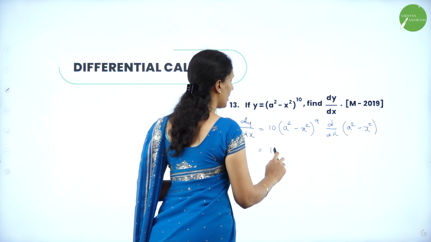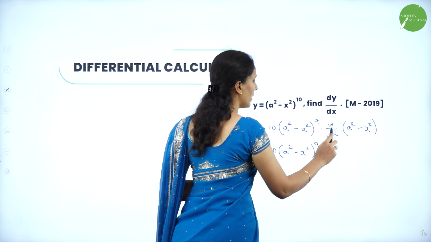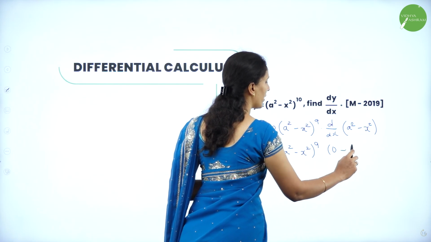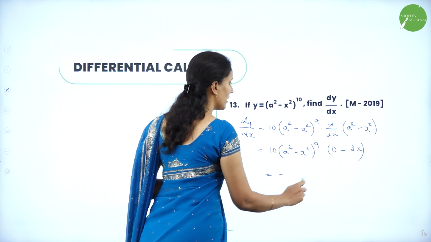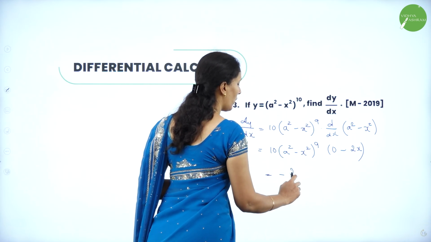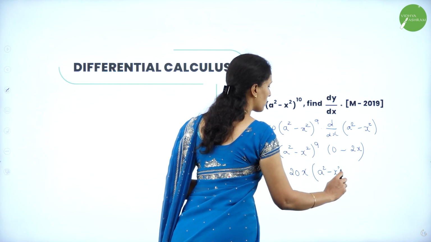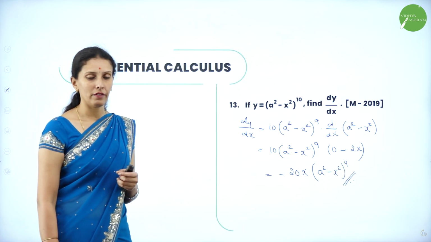So we will get 10 (a square minus x square) whole to the power 9. Derivative of a square is 0 minus derivative of x square is 2x. Now multiply it. 2 tens are 20, so minus 20x into (a square minus x square) whole to the power 9. This is the derivative of the given function.